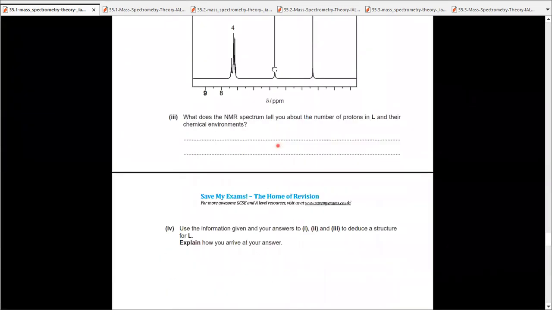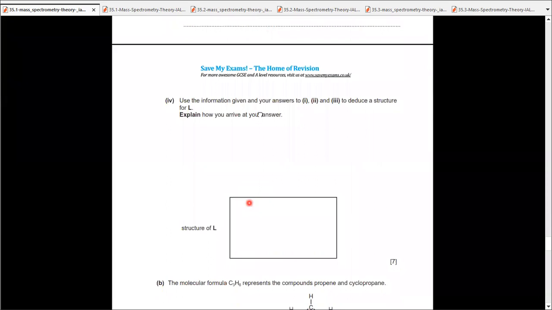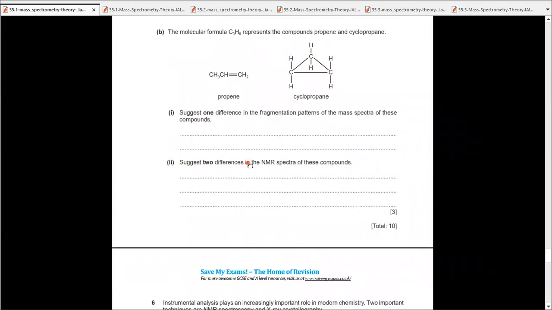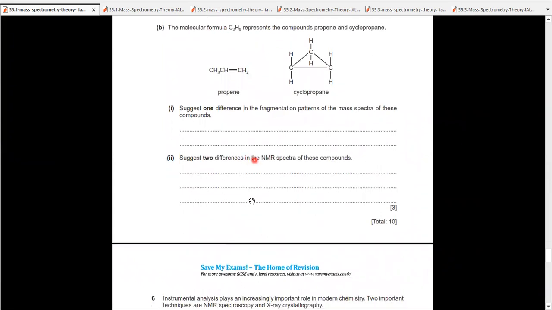Let's skip NMR. Okay, B part. B, the molecular formula only. B2 is something that is out, of course. The molecular formula C3H6 represents the compounds propene and cyclopropane. Suggest one difference in the fragmentation patterns of the mass spectra of these compounds.